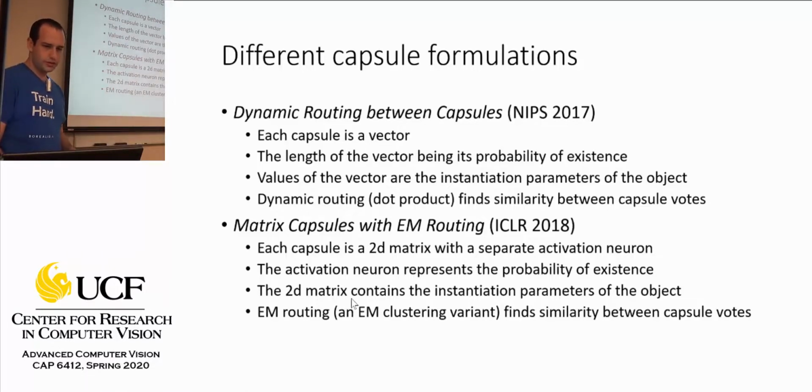So the 2D matrix contains the instantiation parameters, and the activation is the presence probability. The main difference is the type of routing used. Whereas previously we had a simple dot product, which measured the similarity between votes, this is a more complex EM routing algorithm, which is basically just EM clustering. I don't know if you went over that, but it's basically just a clustering algorithm which tries to cluster the different votes into different capsules.